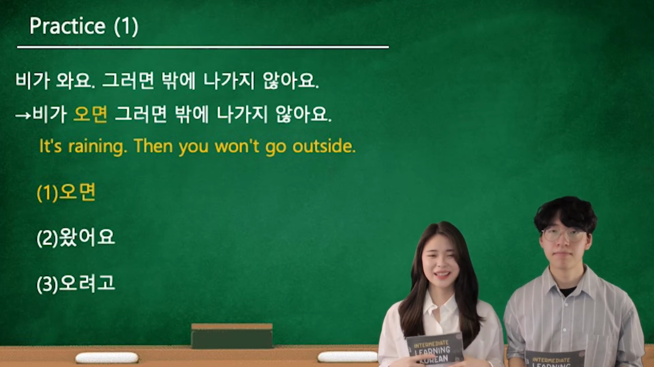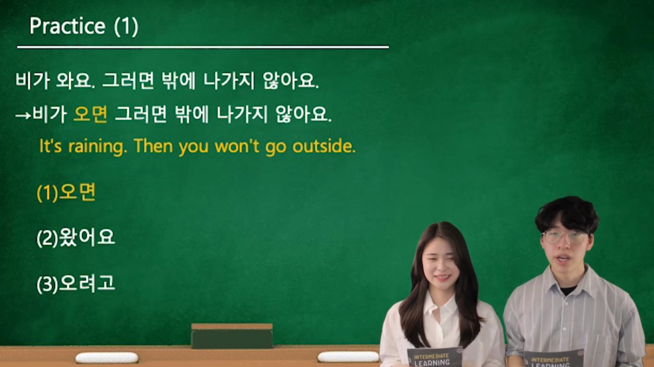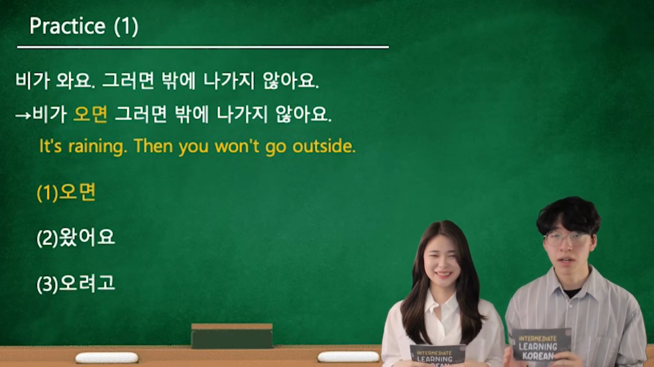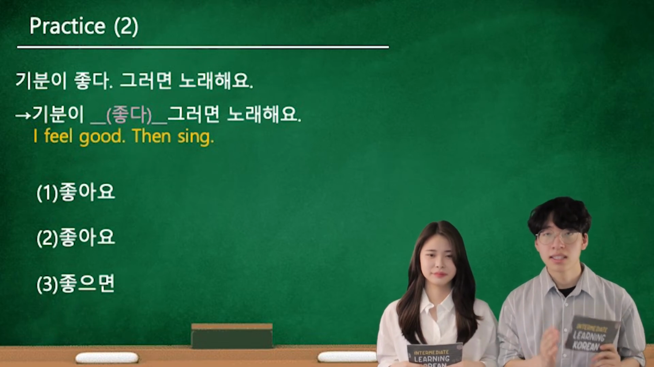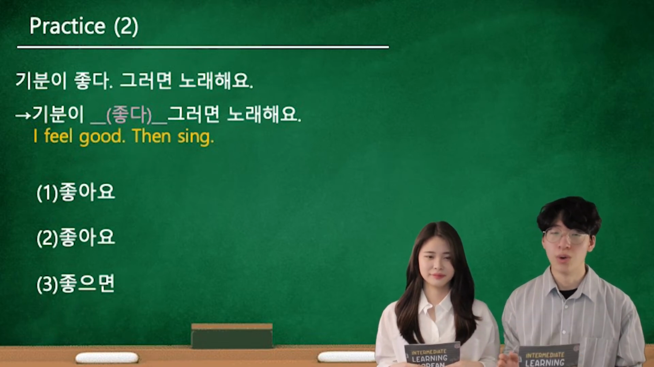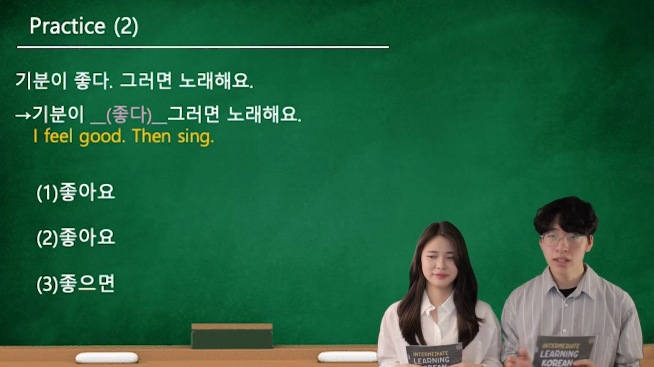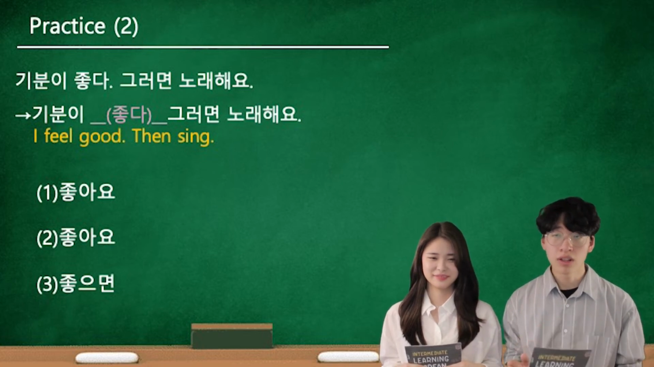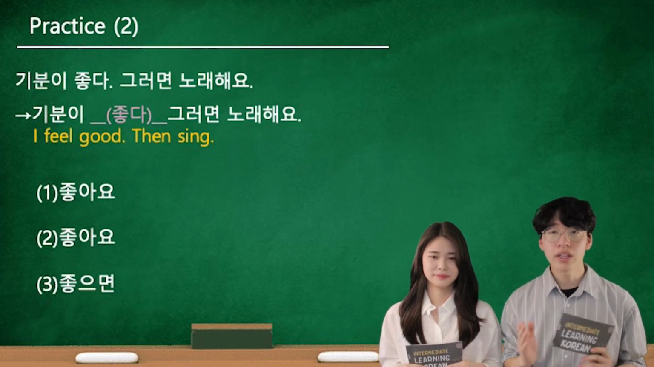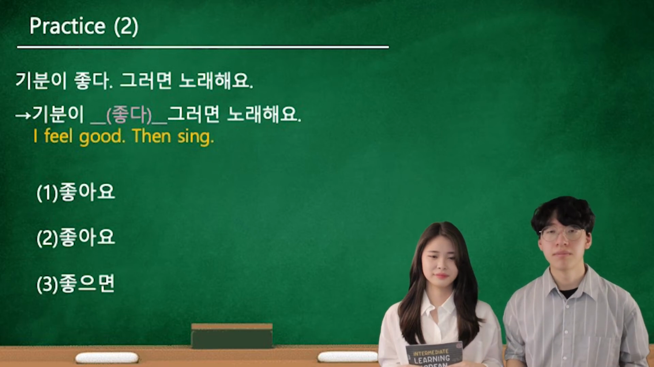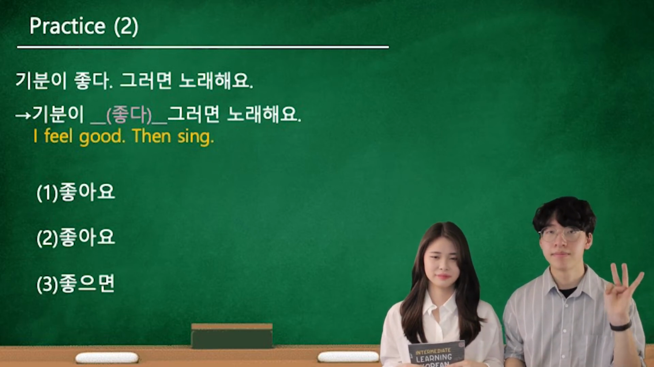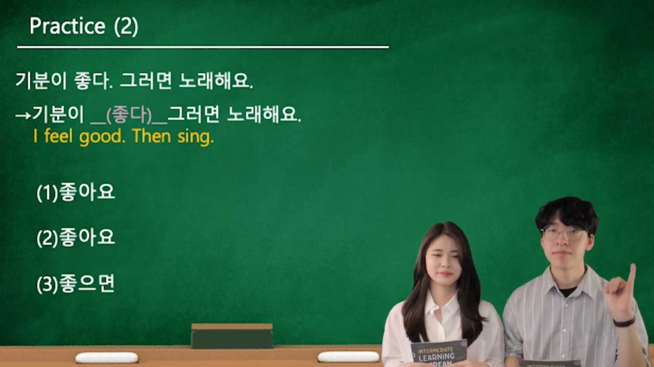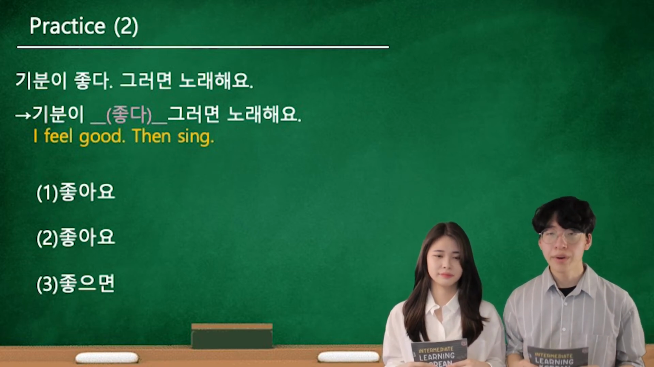어려운 일이 생겨요. 그러면 저한테 전화하세요. How do we solve this problem? I will give you 5 seconds. Yes, the correct answer is 생기면. The verb 생기다 doesn't have a final consonant, so 면 is used to make 생기면.